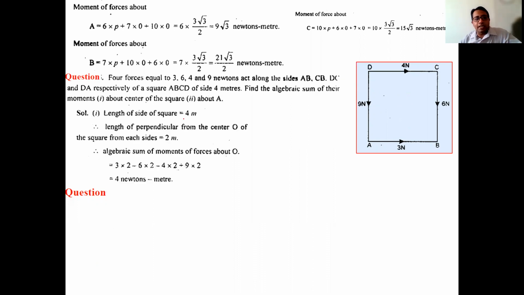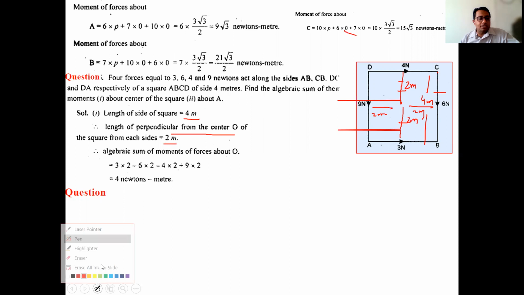The length of the side of the square is 4 meters, so the length of the perpendicular from the center is 2 meters. You can see the center divides it into 2 meters and 2 meters, because the total length of the square side is 4 meters. These two sides are parallel, so this complete length is also 4 meters. So 2 meters up, 2 meters here, and similarly 2 meters here and 2 meters here. So each distance will be 2 meters.